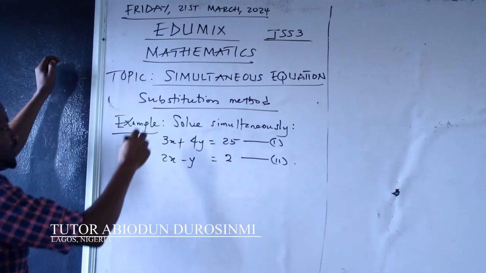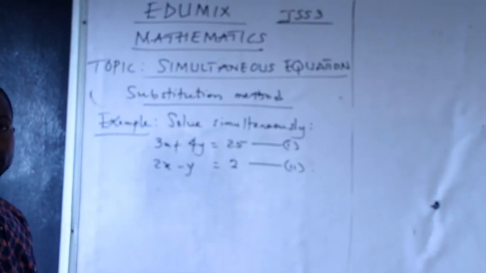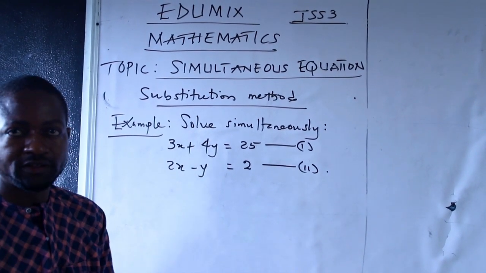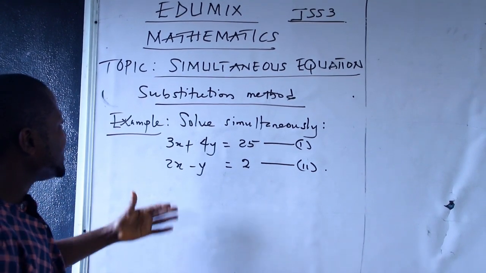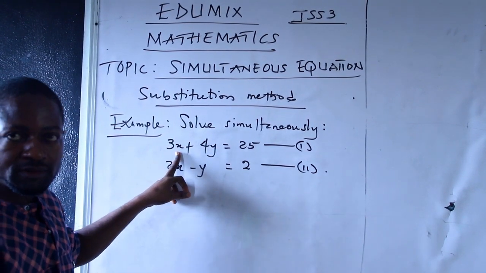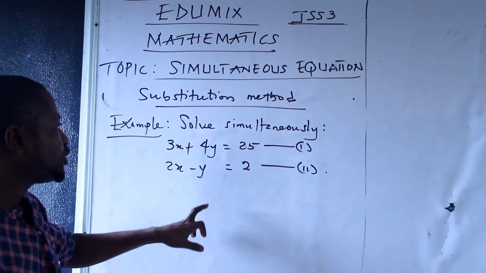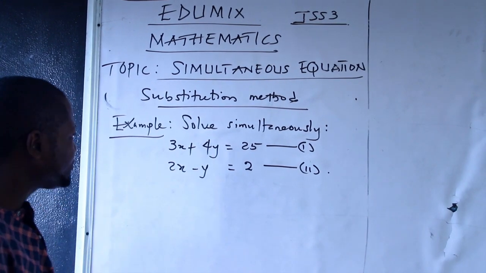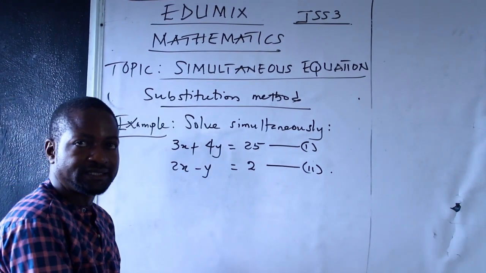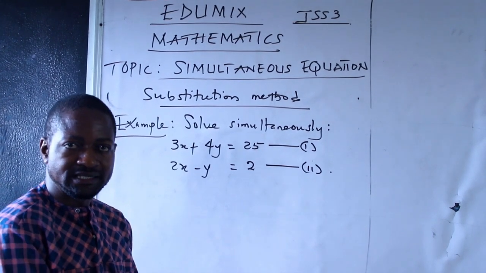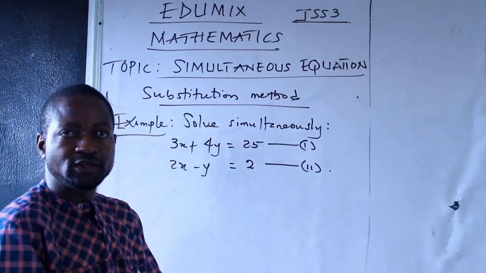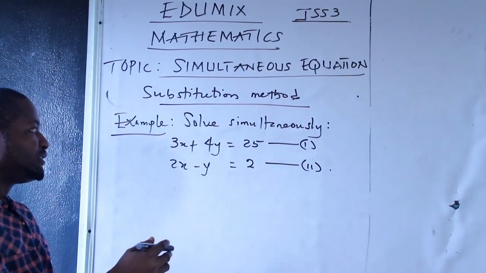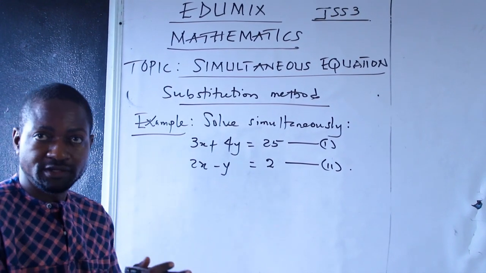Now, the substitution method depends on you. I told you earlier that this topic has to do with a lot of choices. You can decide to make one of the variables the subject of the formula, either from equation 1 or from equation 2. But as a smart student, always make sure you use a variable whose coefficient is 1. That way it is easier for you. But in the situation whereby you don't have a variable whose coefficient is 1, fine. You can still make any of the variables your subject of the formula.